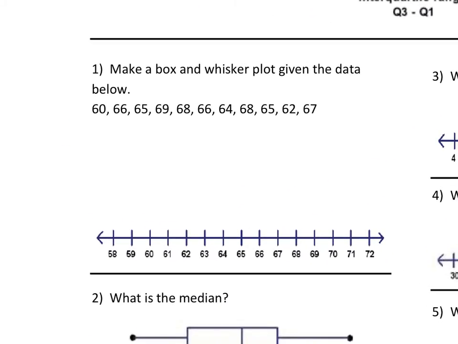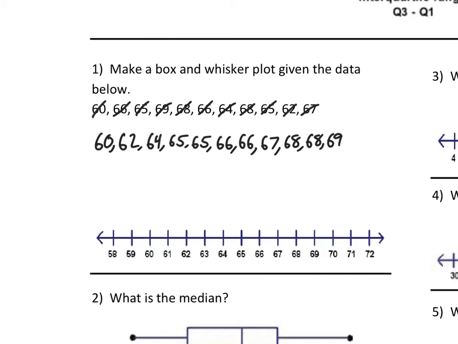So take a look at number 1. Our first step on this is going to be to put them all in order. Now we have our numbers in order. First thing that we are going to do is find our smallest number and our largest number. Well, our smallest number is going to be 60, and our largest number is going to be 69. So if I'm going to create a box plot, I'm going to put a dot above 60 on my number line. I'm also going to put a dot above 69 on my number line. So now I have essentially my whiskers. I've got my minimum and my maximum values.